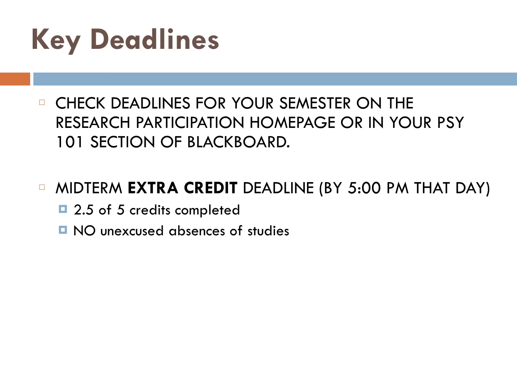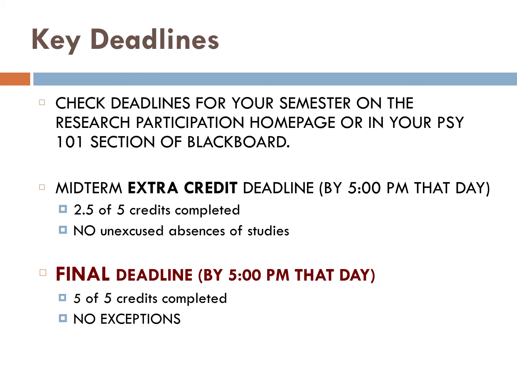The first deadline for you to be aware of is the midterm extra credit deadline, which will be 5 p.m. on that day. In order to receive extra credit for your class, you need to have completed 2.5 of the 5 credits, and you have to have no unexcused absences of any studies that you had signed up for in Sona throughout the semester up to that time. If you've completed both of these requirements, you will receive extra credit for your class.